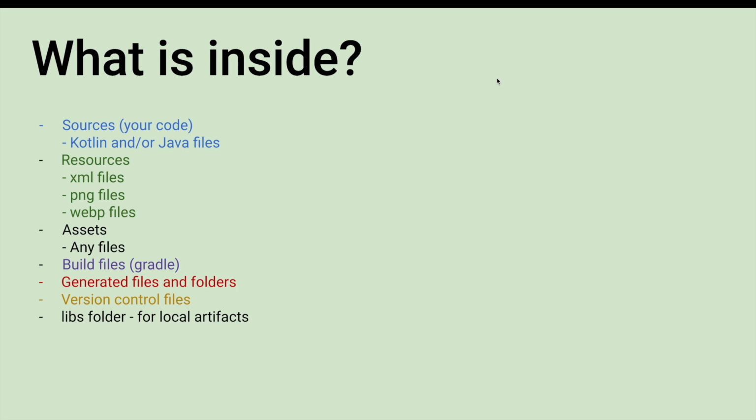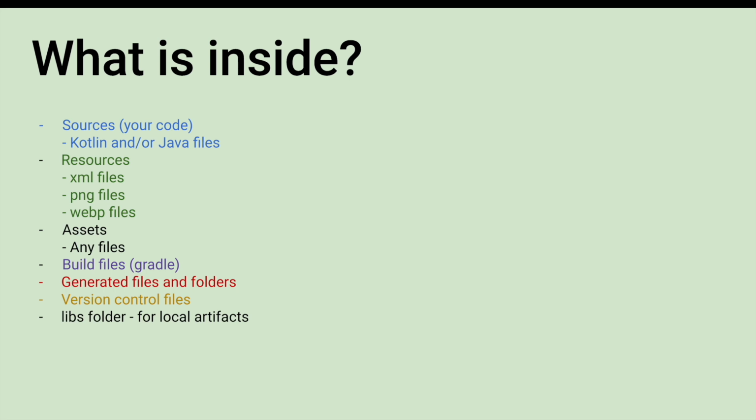So what is inside? First of all, there are sources, your code, which you write on a daily basis. It could be Kotlin and/or Java files, because Kotlin and Java files can exist in the same project. I believe Java is still legacy, but yeah, Java is present in Android projects. The cool thing about Kotlin is that Kotlin files are backwards compatible and they can live together.